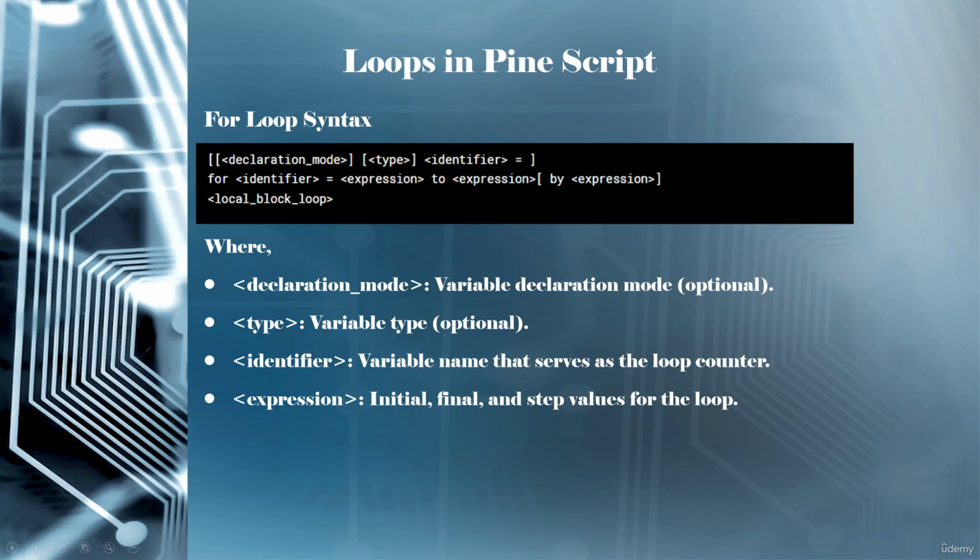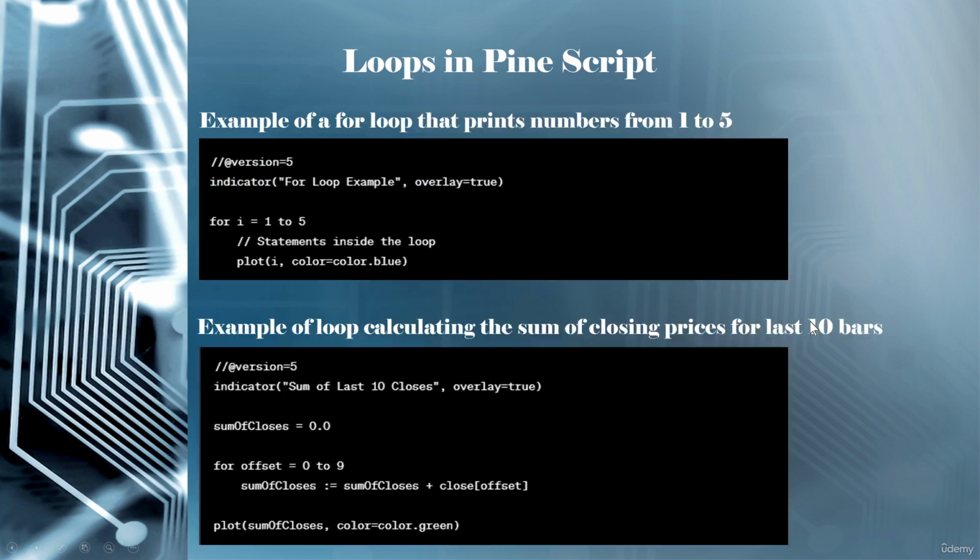The loop executes the statements within the local block loop. So this statement is being executed during for loop iterations. So let's now review a simple example of the for loop that prints numbers from 1 to 5.